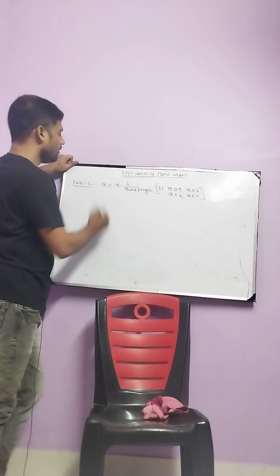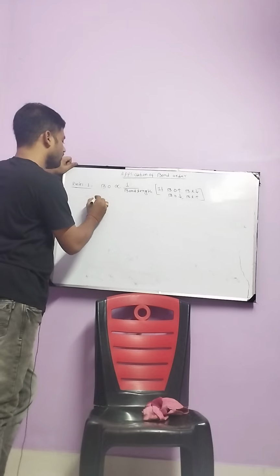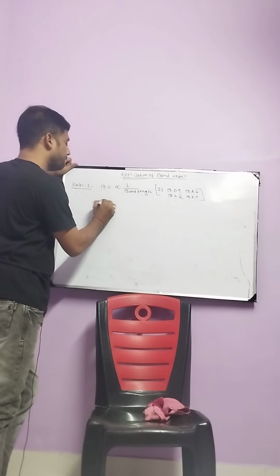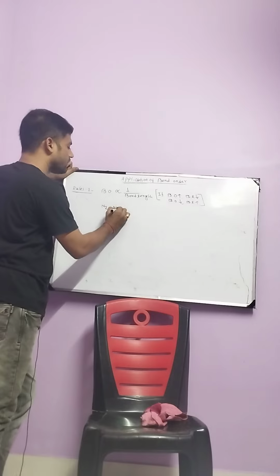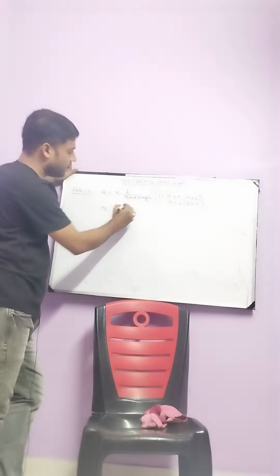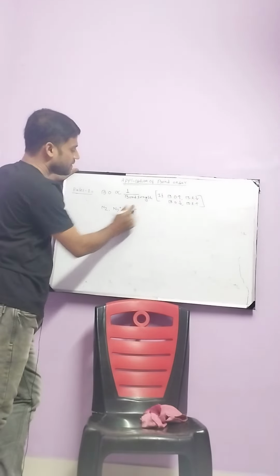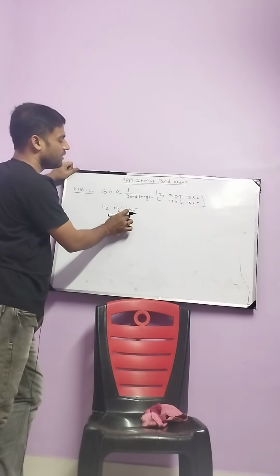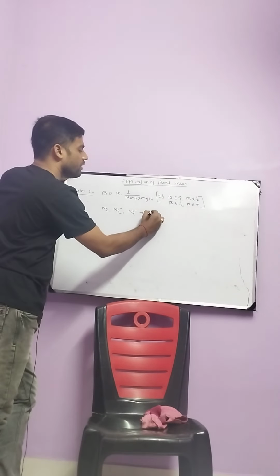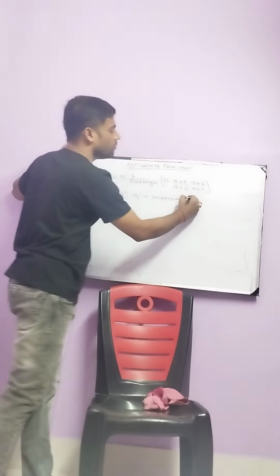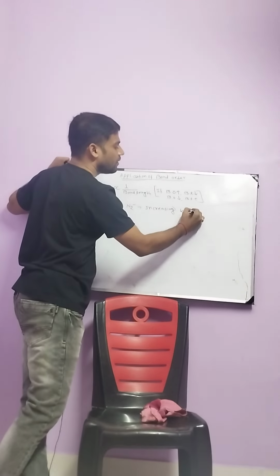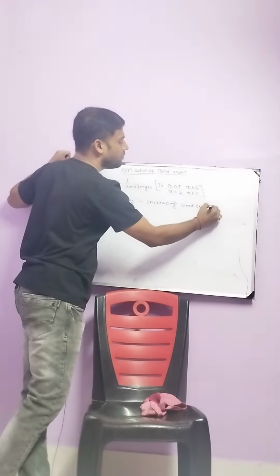For an example, a question for NEET: N2 plus and N2 minus, these are the species of molecules. Question: arrange them in increasing bond length order.